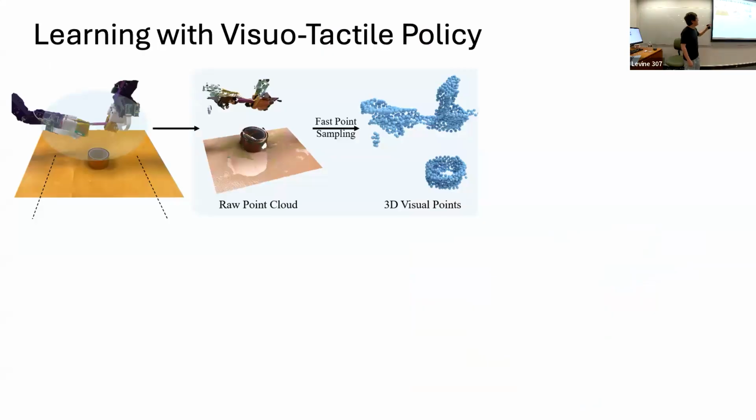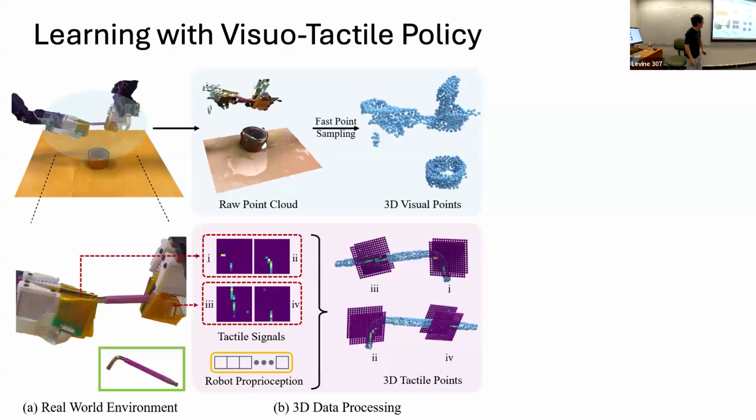So here is our process. We first get multi-view RGBD cameras and get the point cloud, and then we downsample the point cloud to lower resolution. Then some edges or features of objects will not be very obvious, especially for this hex key. We also have tactile readings. We also have robot proprioception, and then we use it to calculate the tactile position in 3D space.